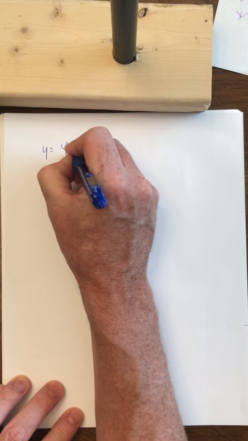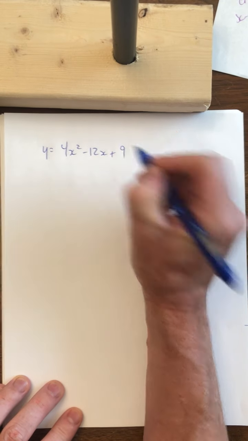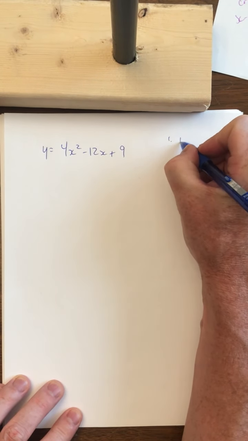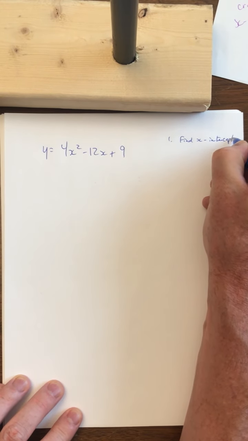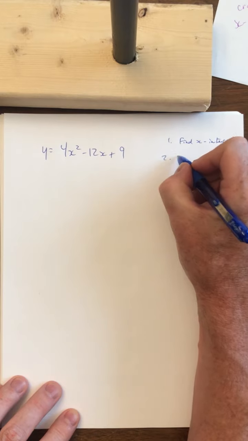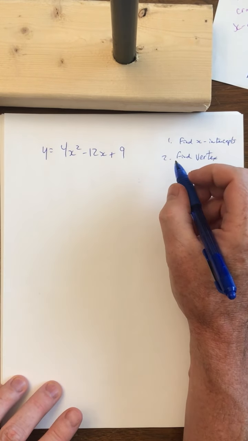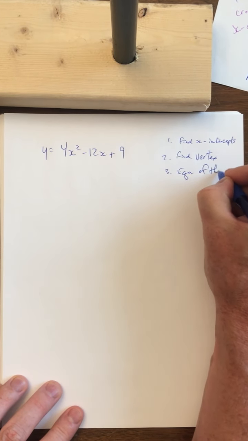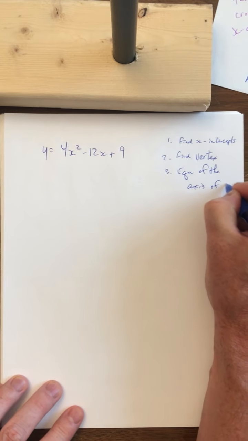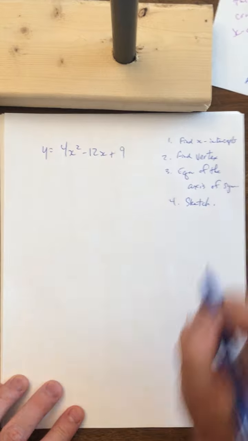All right, let's do another example here. So y is equal to 4x squared minus 12x plus 9. So let's find the x-intercepts. Let's find the vertex. And let's find the equation of the axis of symmetry. And fourth, let's sketch this puppy.